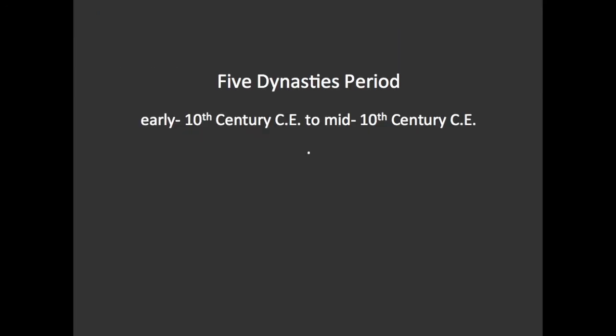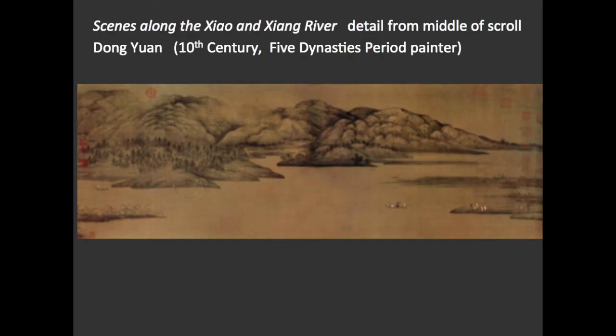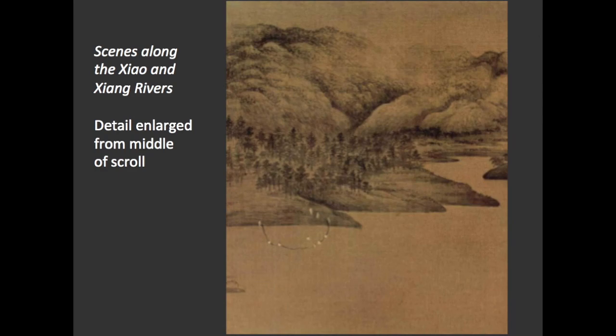Beginning in the Five Dynasties period, Chinese scroll painting developments evolved into distinct styles, which in Sherman Lee's History of Far Eastern Art are referred to as modes. One was the monumental mode, exemplified here in this Five Dynasties period landscape. Scenes along the Xiao and Xiang River, we see early developments of the monumental mode.